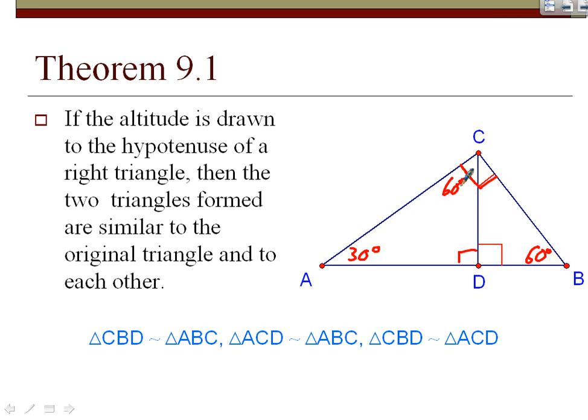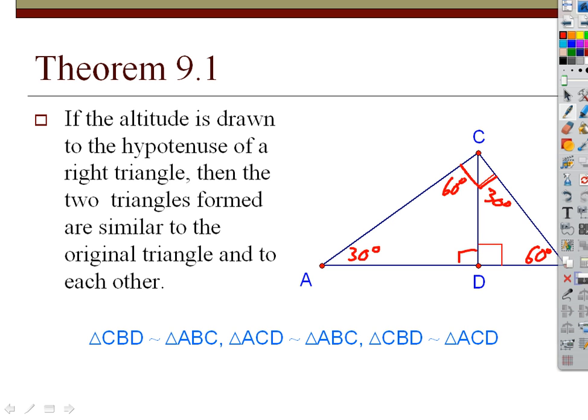Now let's look at the little guy. That's a right angle. That's a 60. So what's this one up here? 30. Well, look at that. They're all 30, 60, 90 triangles. So all three of those are similar to each other. How about that? They're just scale versions of each other. That is extremely useful.